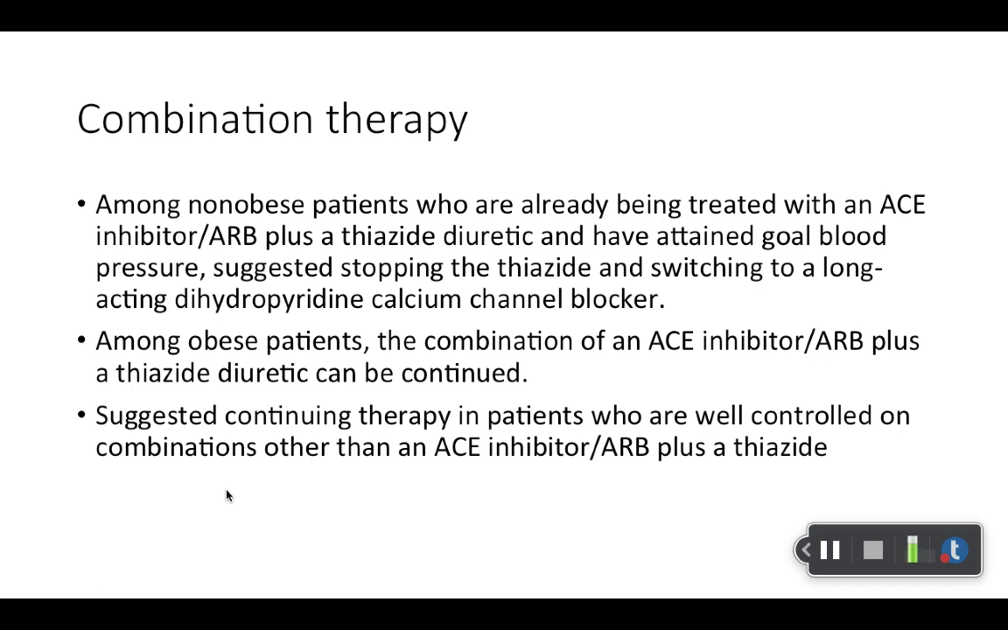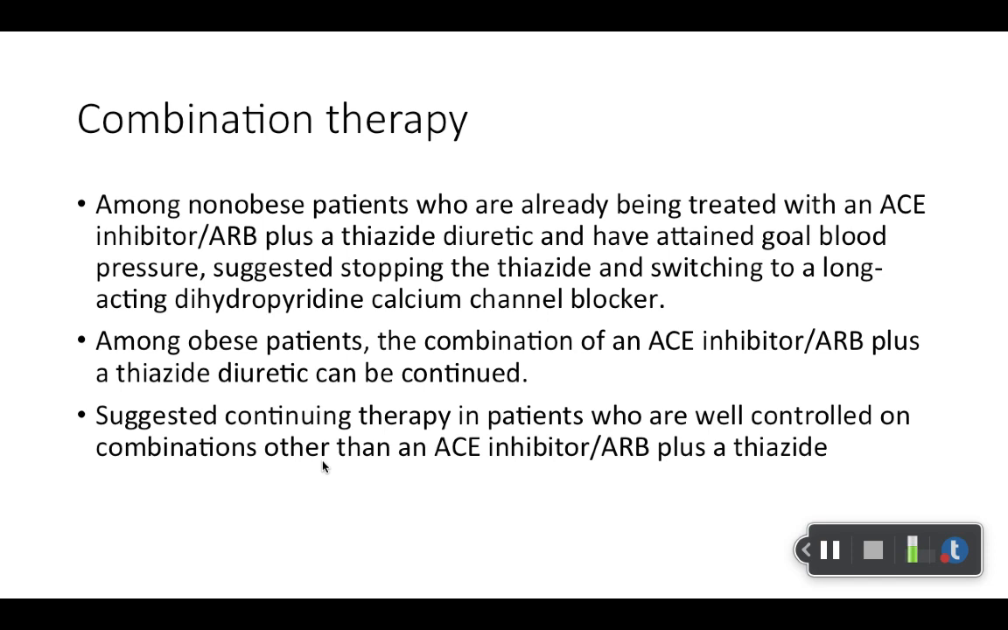And then also for the obese patient, it is suggested to continue them if they are well controlled on a combination other than an ACE or an ARB plus a thiazide. So this is just saying if you come to a patient and they're well controlled, don't think that just because they're obese, you have to discontinue whatever they're on and then put them on the ACE plus the ARB. So hopefully that's clear.